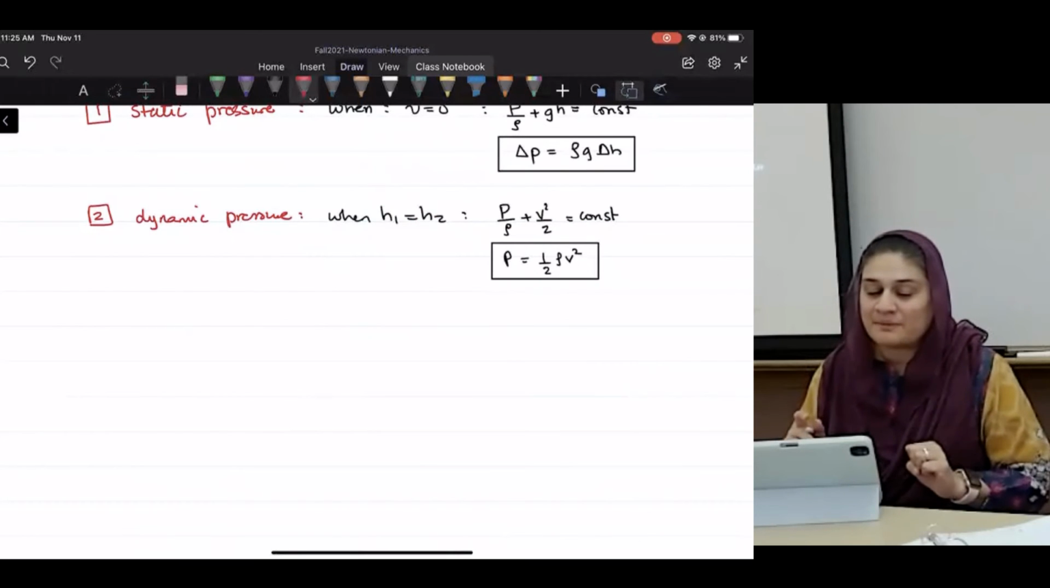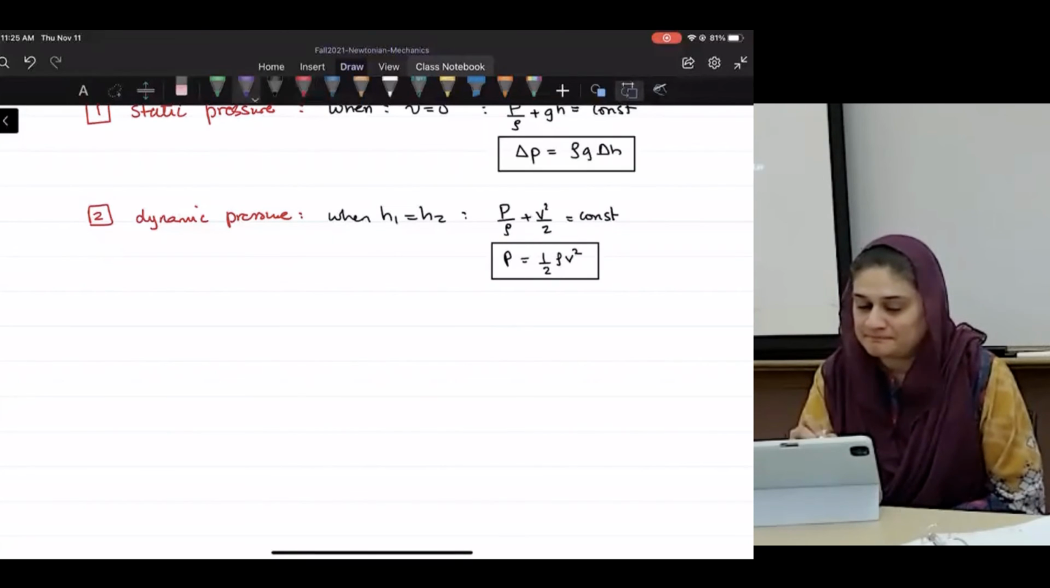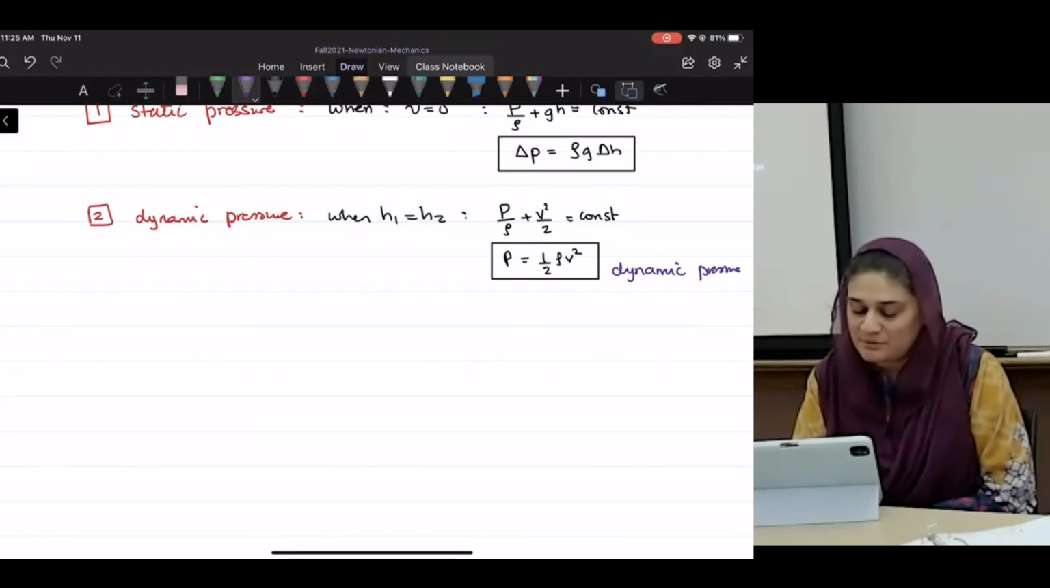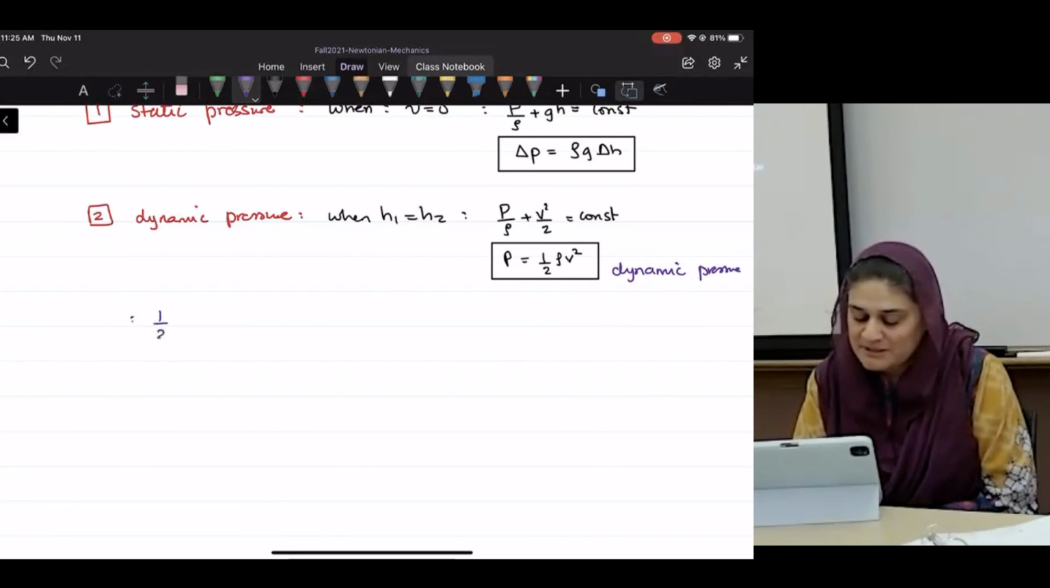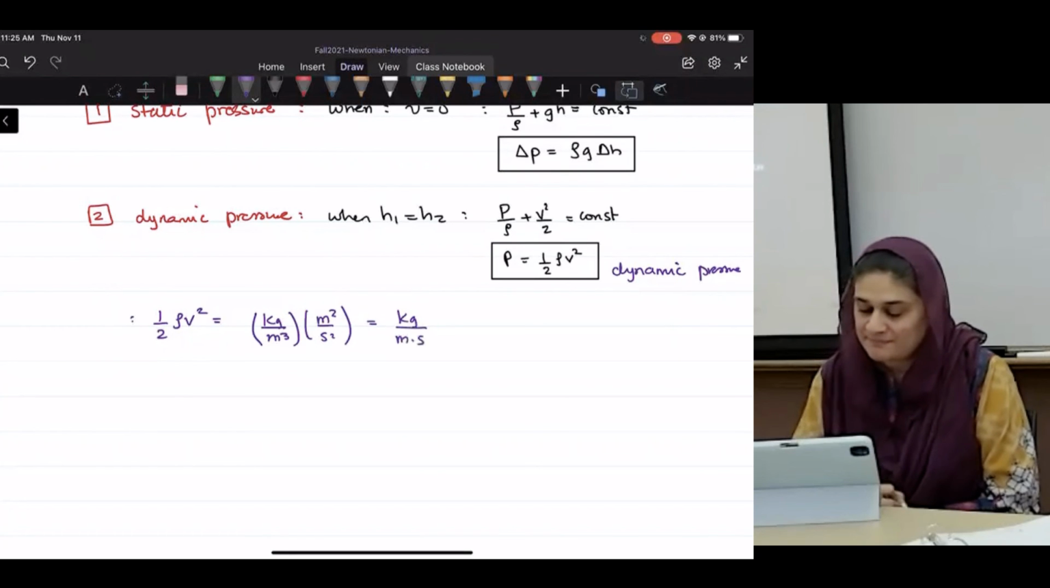Okay, do you want to hear something really cool? Sure. What are the units for this pressure? This dynamic pressure. We call this dynamic pressure. Okay, what's the unit for this? If I was to take 1/2 rho V squared, what would that be? Kilograms per meter cubed times the speed, meters per second, squared. What will we get? Kilograms per meter second squared.